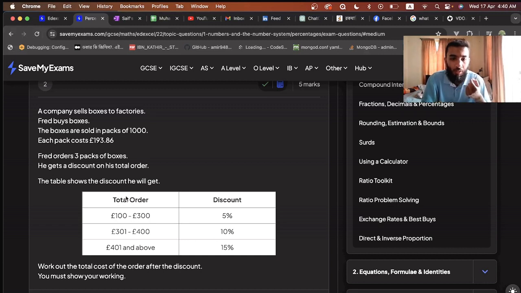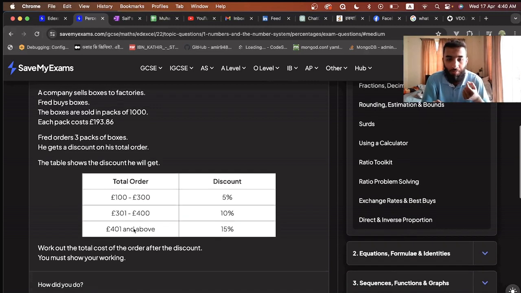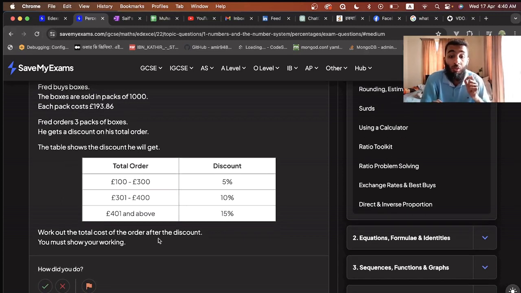If someone buys between 100 pounds and 300 pounds, he gets a 5% discount. If someone buys between 301 and 400 pounds, he gets a 10% discount. And if someone buys more than 400, then he gets a 15% discount. So you have to work out the total cost of the order after the discount, and you must show your working. So you have to calculate the total cost of the order that Fred made.